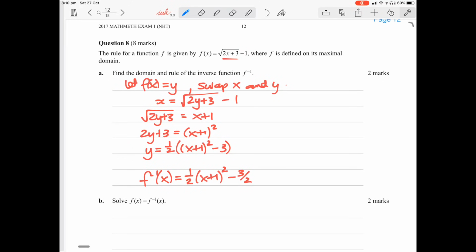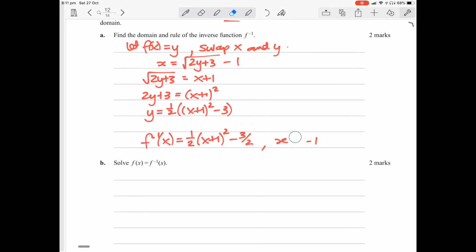What's the range of this function? It's been translated 2x plus 3 equals 0, so x equals negative 3 on 2. And it's been moved down 1. So my range is negative 1 to infinity. So here, domain is x is greater than or equal to negative 1. And don't forget that's f inverse. Okay, x is an element of negative 1 to infinity.